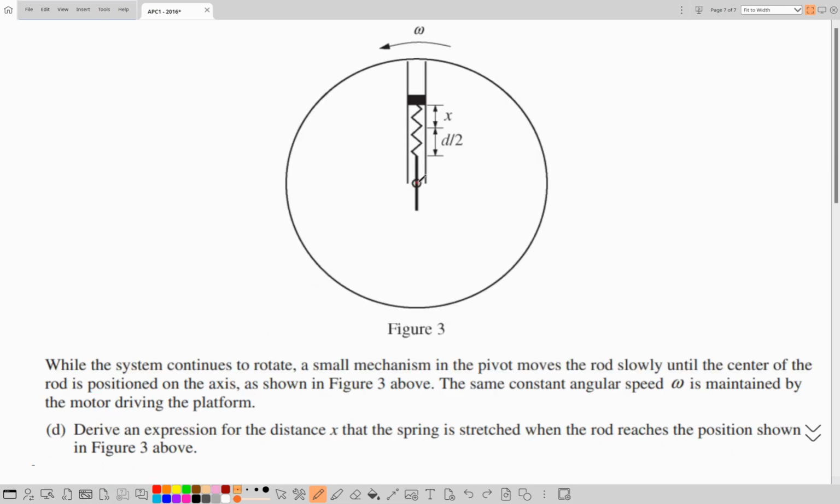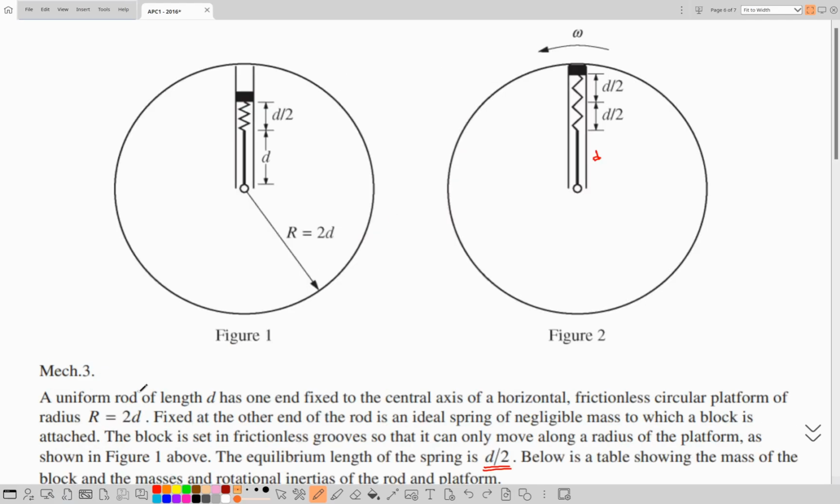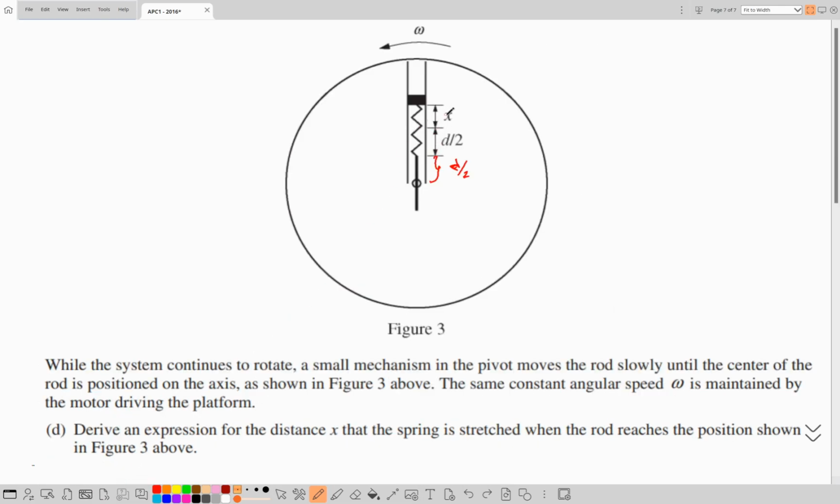Now if the pivot becomes completely at the center of the rod, then this distance here, which is not indicated on the figure as a trick, that would be d over 2, and the free length of the spring is given by d over 2. Now, so this is d over 2, and now the new elongation or compression of the spring is given by x, basically the elongation. The same constant angular speed omega is maintained by the motor driving the platform.